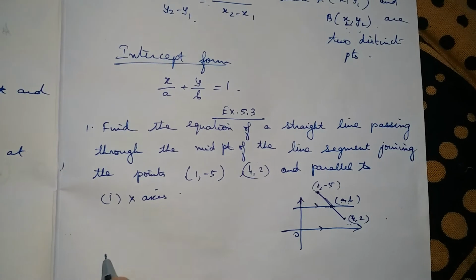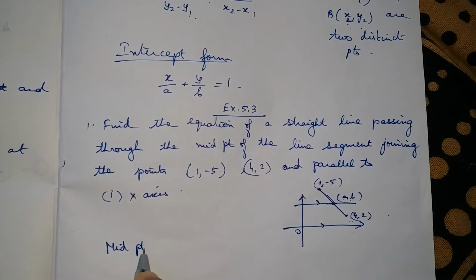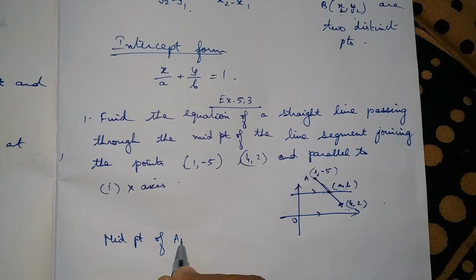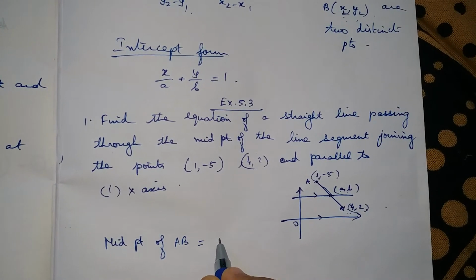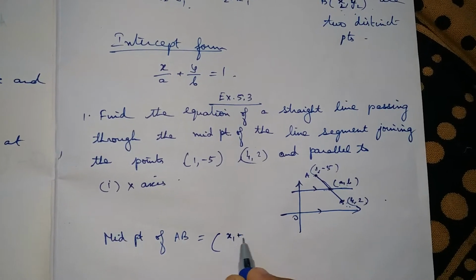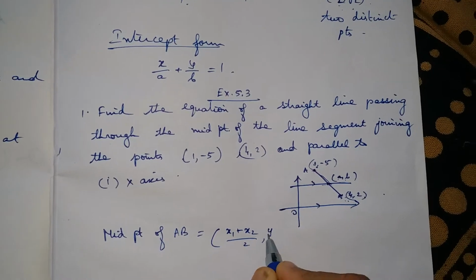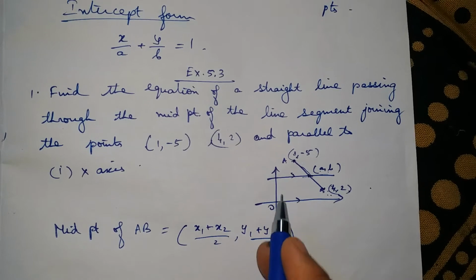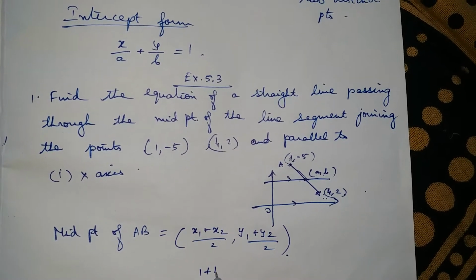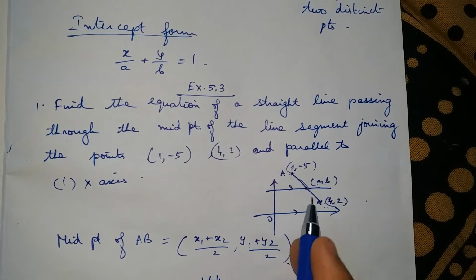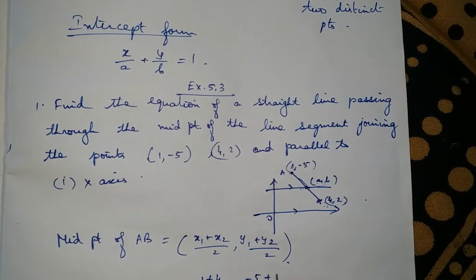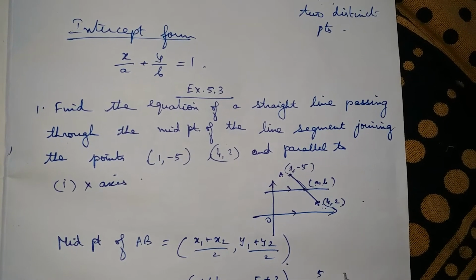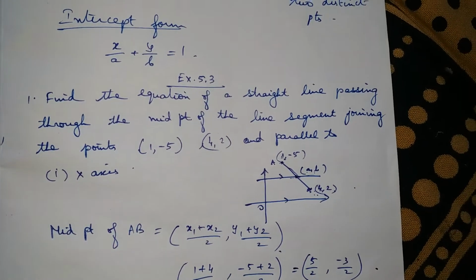Midpoint formula you know. Midpoint of, name it as A and B. Midpoint of AB is equal to, first write your formula, (x1 plus x2) by 2 comma (y1 plus y2) by 2. So it is equal to, x1 is 1, (1 plus 4) by 2 comma (minus 5 plus 2) by 2. It is equal to 5 by 2 comma minus 3 by 2. So this is your point.